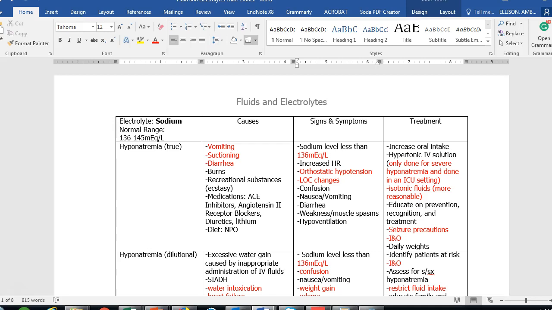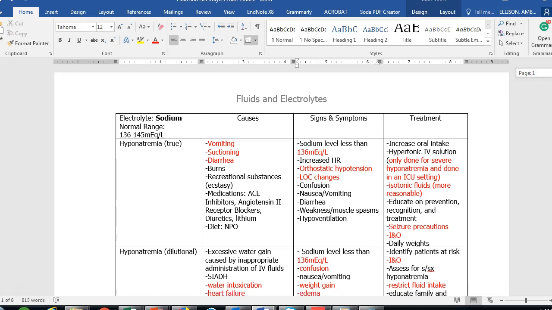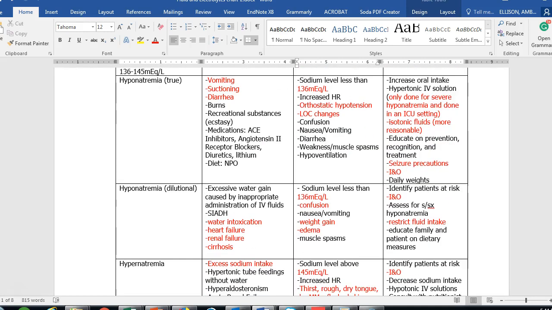So some labs, electrolyte disorders from certain electrolytes, sodium is one of them. You have two forms of hyponatremia. One is true, one's dilutional. So true hyponatremia results from vomiting, suctioning, diarrhea, being NPO, not taking in enough salt. Basically, you are having a fluid volume deficit and you don't have sodium to go with it.